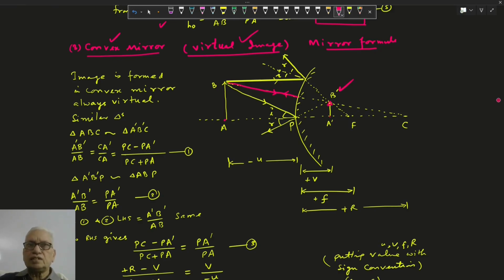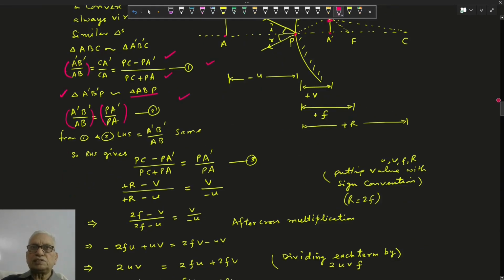In similar triangles ABC and A dash B dash C, corresponding side ratio A dash B dash upon AB will be P A dash upon PA. But में डिस्टेंस तो पी से लेनी है पोल से, सो रिप्लेस हियर सी डैश लाइक पी सी माइनस पी डैश, सी को हम क्या लिखेंगे दिस पी सी एंड पी ए. Similarly for similar triangles A dash B dash P and ABP, the ratio is always A dash B dash upon AB, it's P A dash upon PA. From equations 1 and 2, the left hand side is the same here, so the right hand side must be the same.